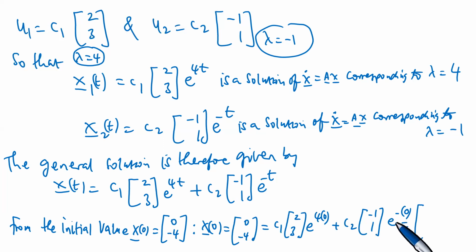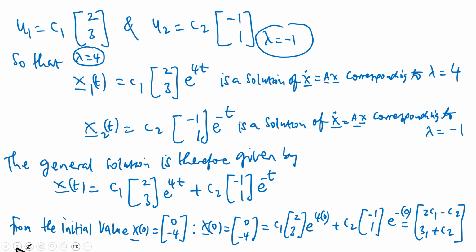Here we have this: 2C1 minus C2. Okay, so this one is 2C1 minus C2. And then this one is 3C1 plus C2. Okay. Now I need to just copy this on the next page.